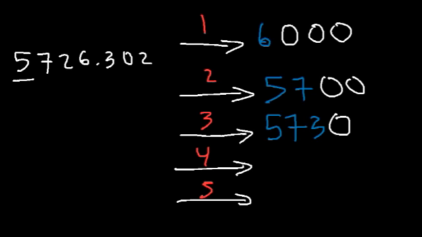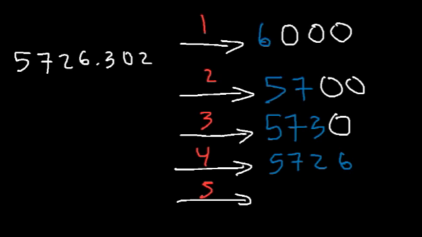Now, what if we want to round it to 4 sig figs? So we're going to keep the 5, the 7, and the 2. We're going to focus on the 6. The next number is still less than 5, so we're going to keep it at 6. And we don't need to add anything because we have 4 sig figs.